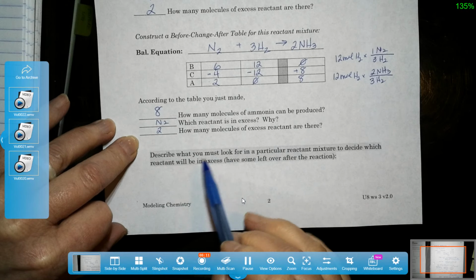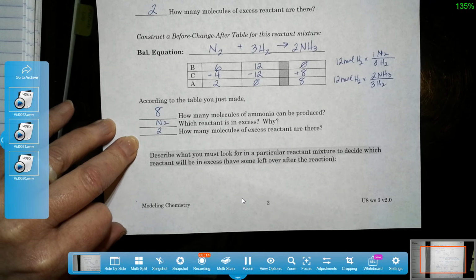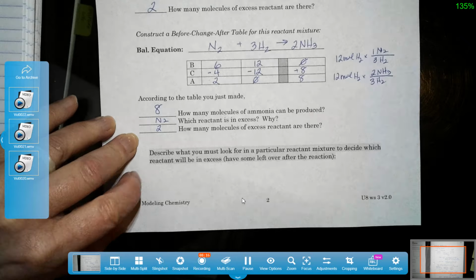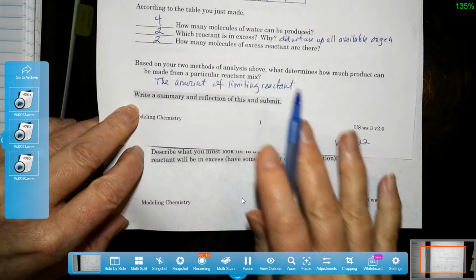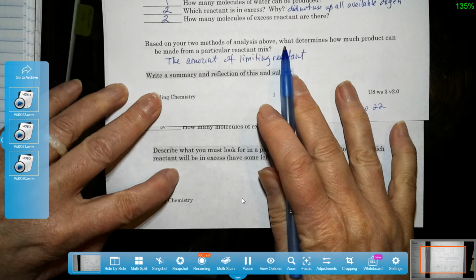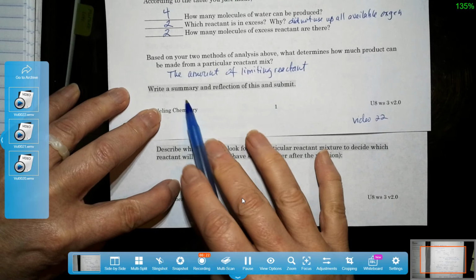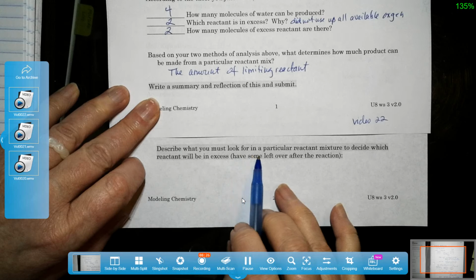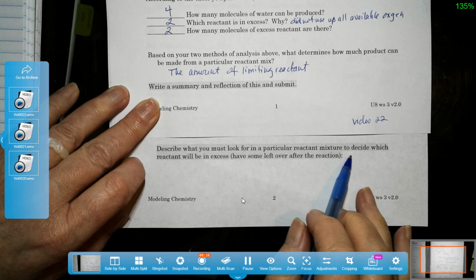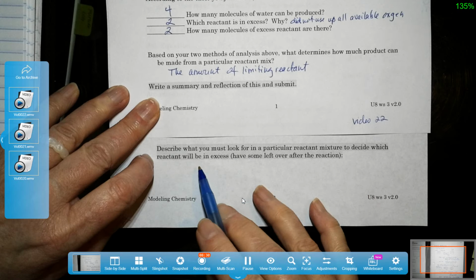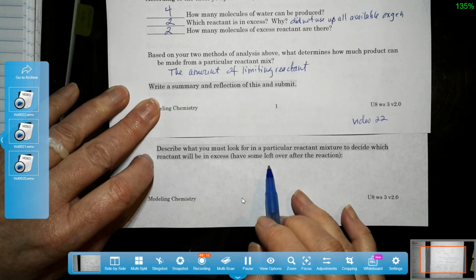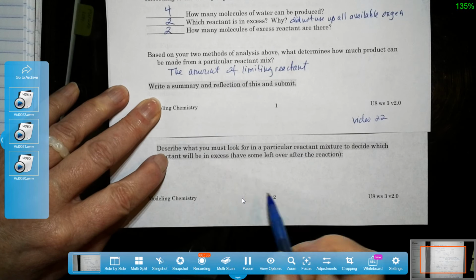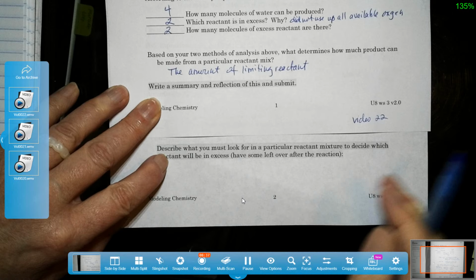So you have your assignment. What you're going to turn in is you're going to answer the question or make a summary. So this is the first page of that worksheet I gave you. You're going to write a summary and reflection of this. Describe what you must look for in a particular reactant mixture to decide which reactant will be in excess. Okay, so you're going to answer these 2 questions on a separate document and turn that in.